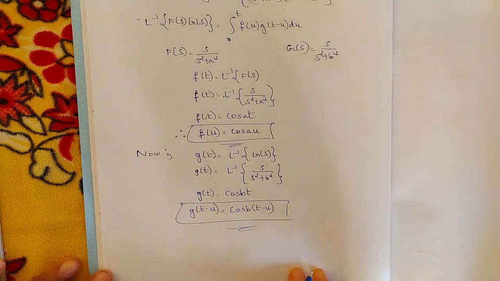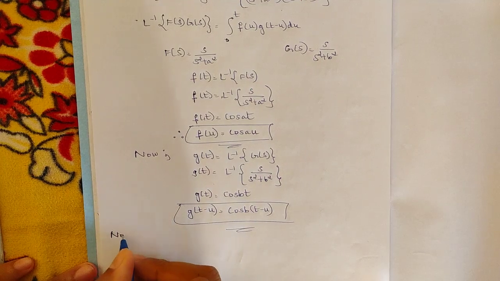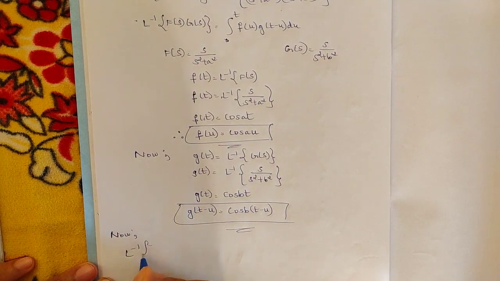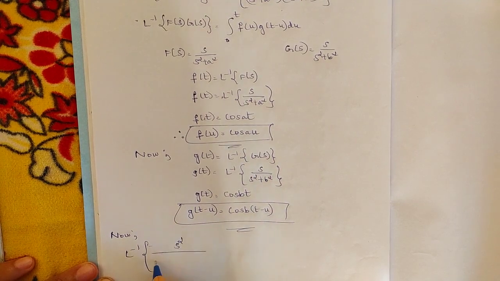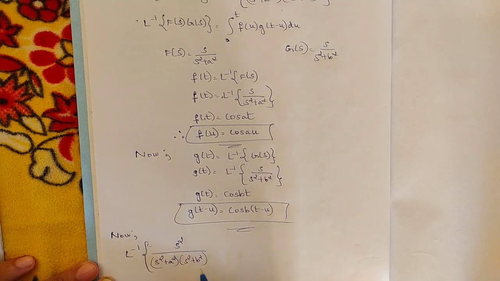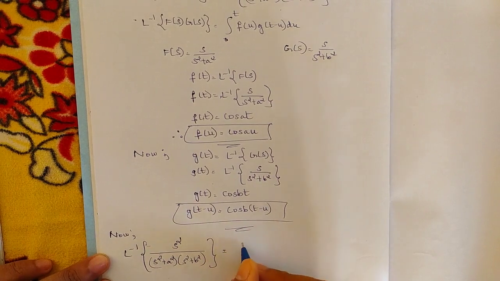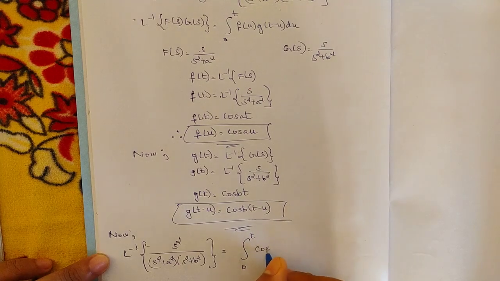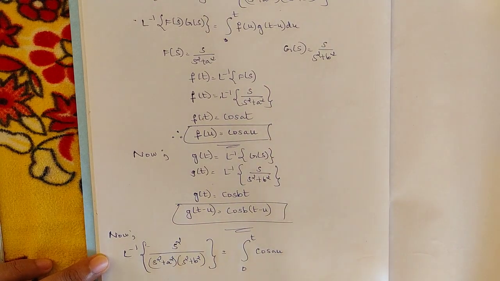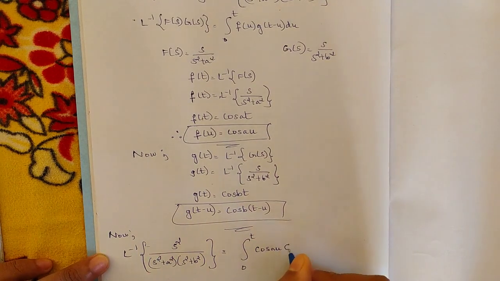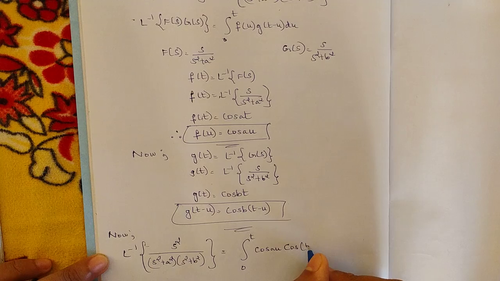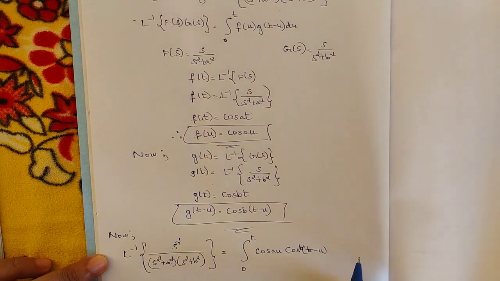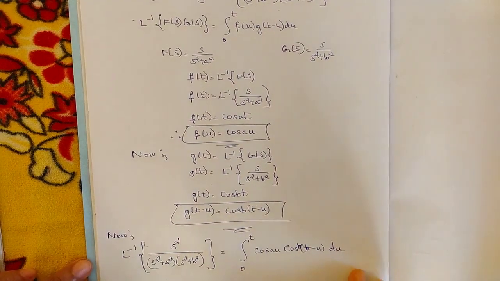That is, L inverse of s square divided by (s square plus a square) into (s square plus b square) is equal to integration from 0 to t of f of u into g of t minus u. F of u is cos au and g of t minus u is cos b(t minus u). So this is cos b(t minus u) du. Now we should be integrating.